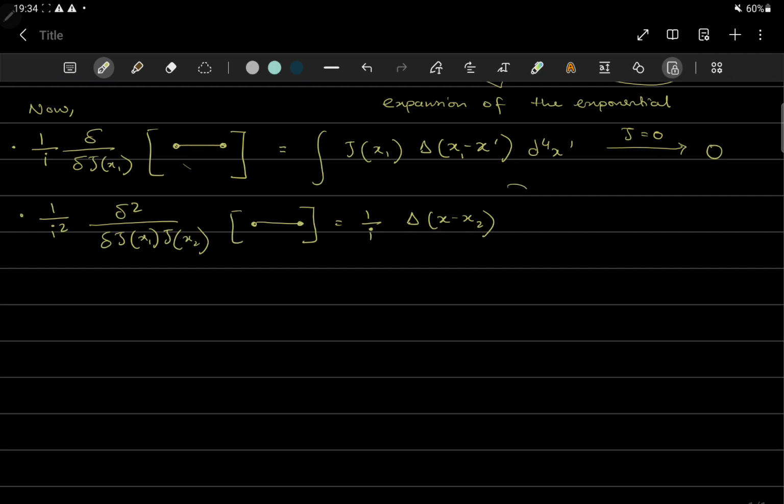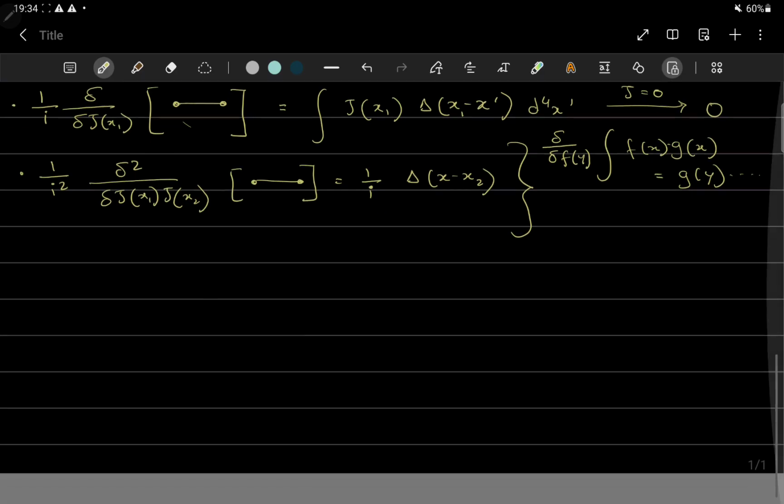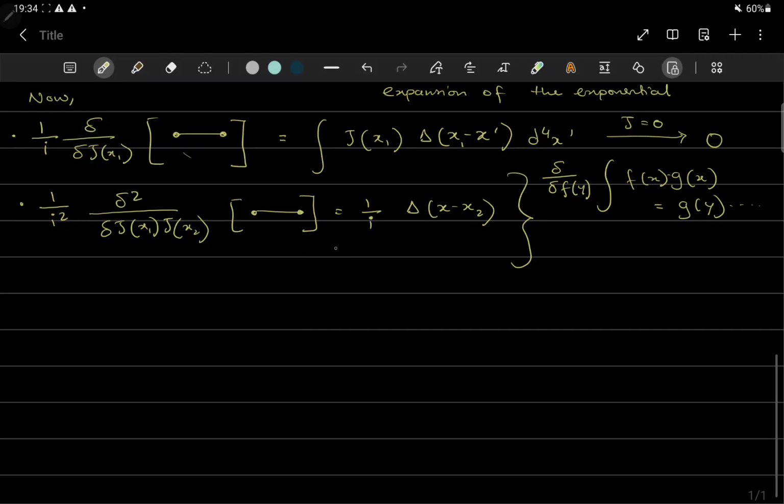So this basically comes from the idea of acting a functional derivative over a functional integral as follows, and it should give you the function that is left, right, in the variable that you're computing the derivative with, and so on. Okay, so now what do we do next?